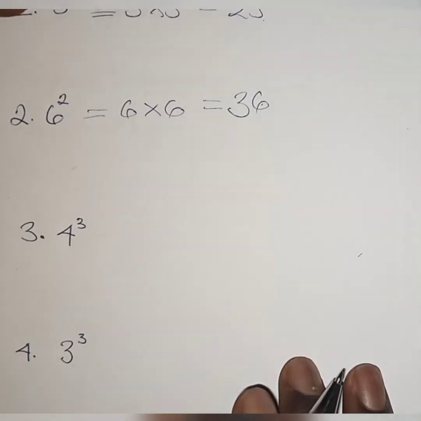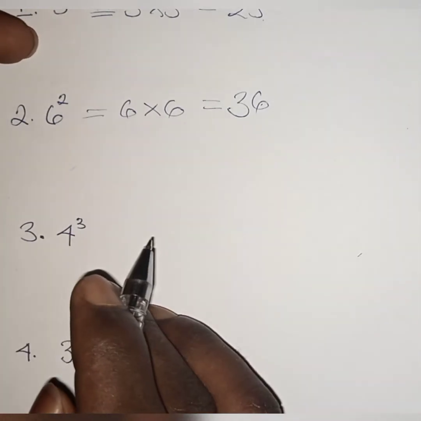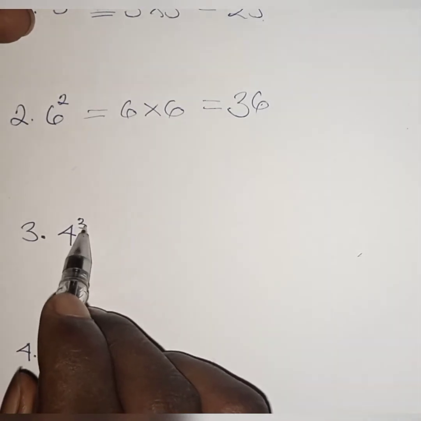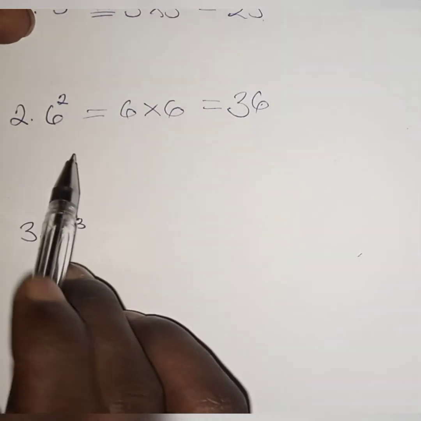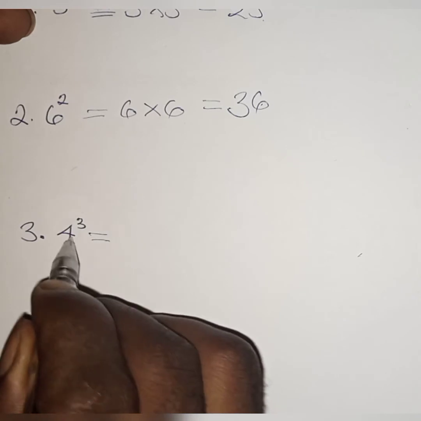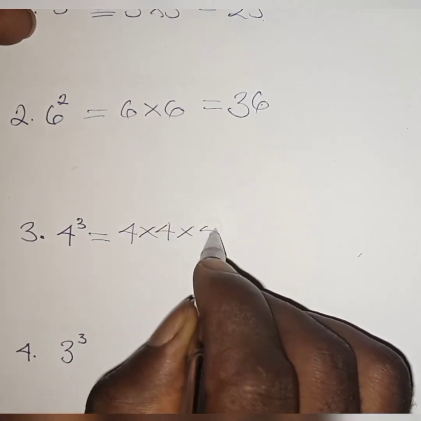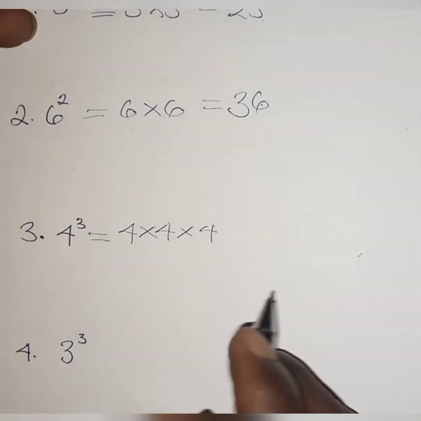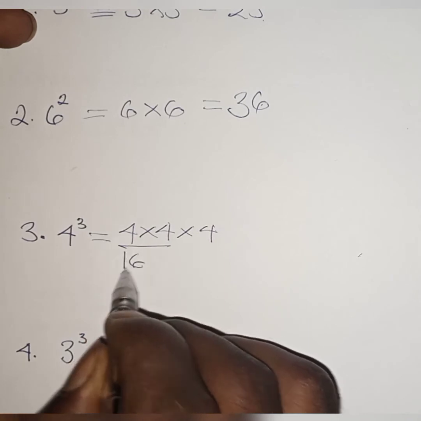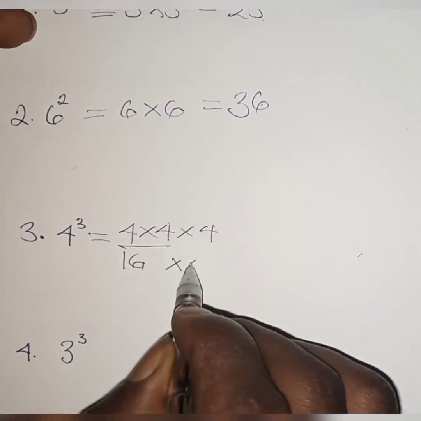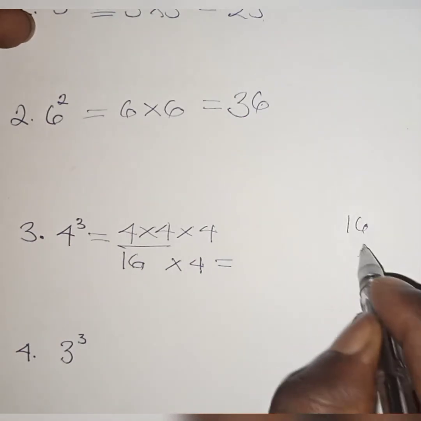The next one is 4 raised to the power of 3, which is 4 cubed. Raised to the power of 3 is called cube, and raised to the power of 2 is called square. So 4 raised to the power of 3 means 4 times 4 times 4. If you don't have a calculator, you do it by hand: 4 times 4 gives you 16, and 16 times 4 gives probably 64.